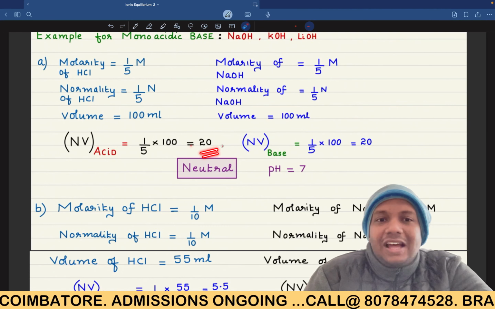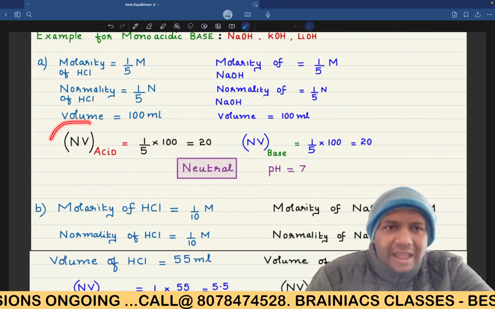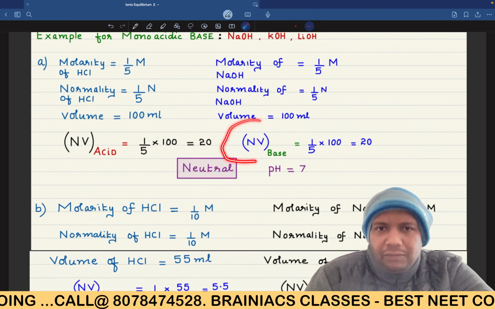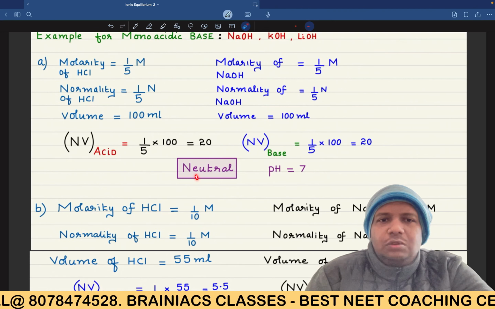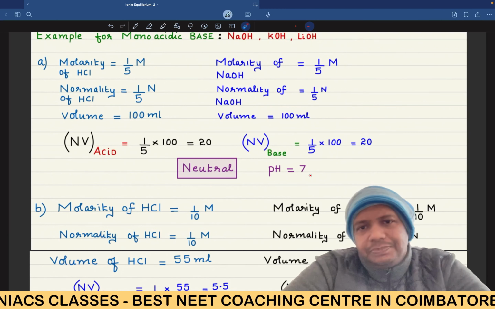So here both are equal: NV of the acid is equal to NV of the base. Whenever NV of the acid becomes equal to NV of the base, I can say such a solution would be neutral in nature, and its pH would be equal to how much? 7. Clear?